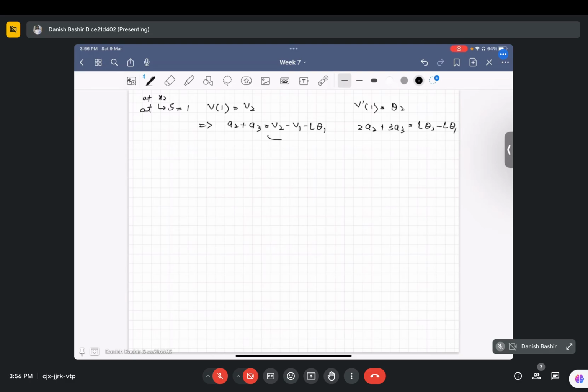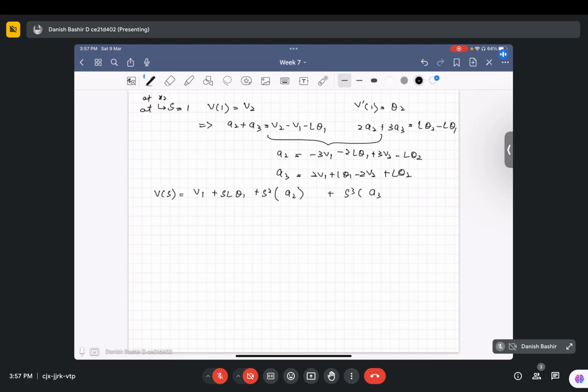Okay, from this, a2 is equal to minus 3v1 minus 2L theta 1 plus 3v2 minus L theta 2, and a3 we will get 2v1 plus L theta 1 minus 2v2 plus L theta 2. So when we substitute a naught, a1, a2, a3 in our v of s, we will get a large expression like v1 plus sL theta 1, plus s square times the value of a2, plus s cube times the value of a3. If we write it in terms of v1, theta 1, v2, theta 2, we will get an equation like this.